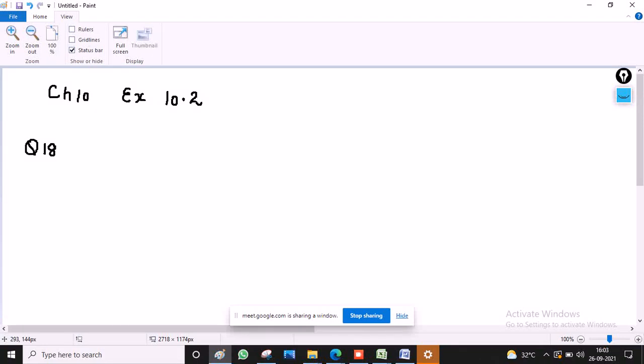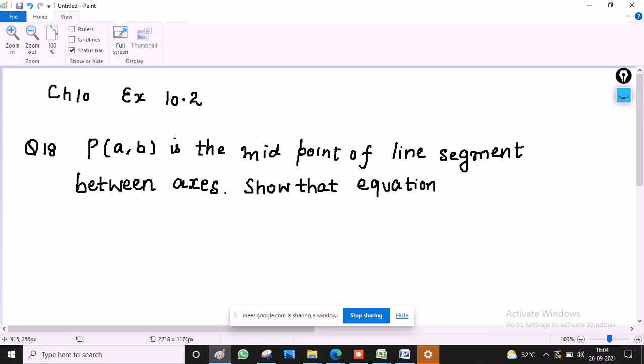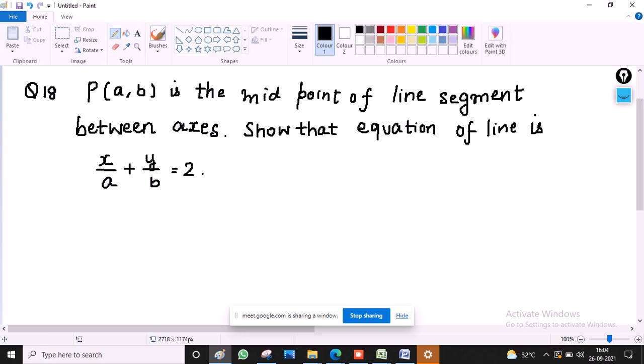It says if P(a, b) is the midpoint of the line segment between axes, we have to show that the equation of the line is x upon a plus y upon b is equal to 2. Now let us first understand it by a rough figure.